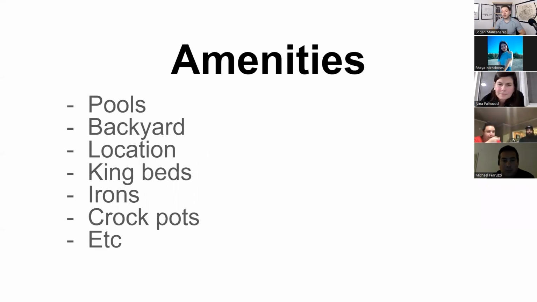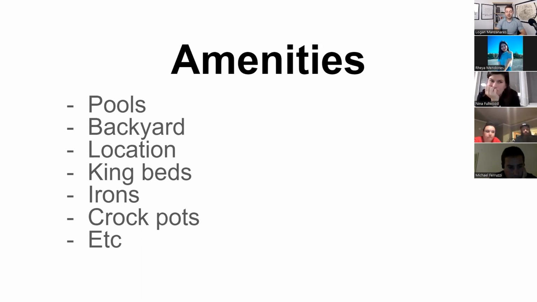Okay. Next thing we're talking about is amenities. Again, if you have the pool, the backyard, the ideal location, these are all things you want to put in your amenities: the king beds, irons, crock pots, all the things that you have. All your cooking items, like air fryers, everything that you possibly have, put them in your amenities. You'd be surprised how people actually look at those things.